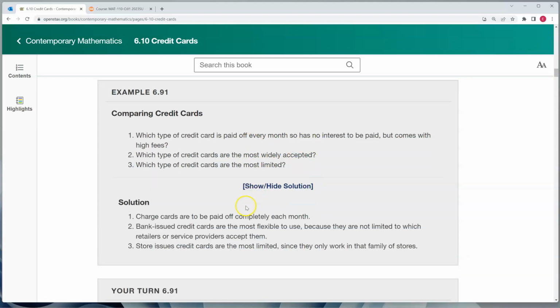So looking at those three examples, if you're looking to get a credit card, ask yourself, do you want the most flexibility? That's going to be your bank-issued. Are you looking for something specifically at this particular store, like at Best Buy, with specific Best Buy rewards? Then you want a Best Buy credit card. And if it's entertainment or traveling, of course you're going to go for an entertainment or travel credit card. But it has to be paid off every month and has extremely high fees. So kind of keep that in mind.